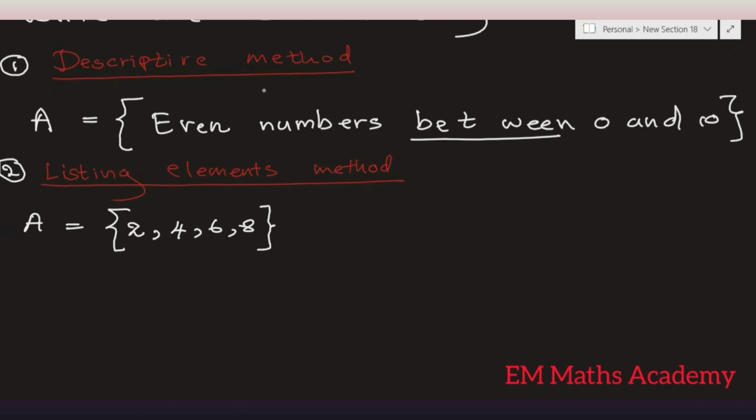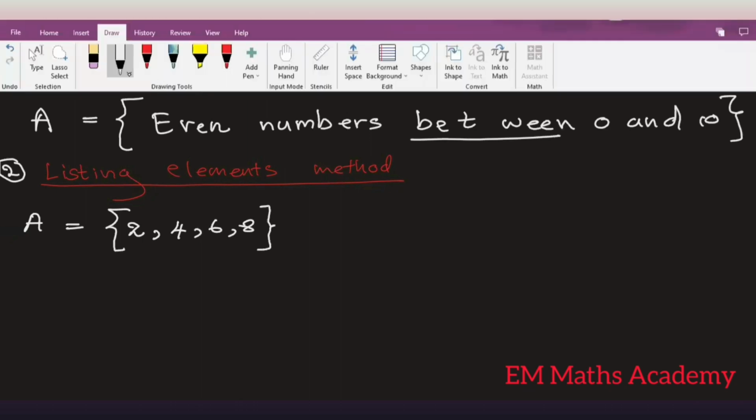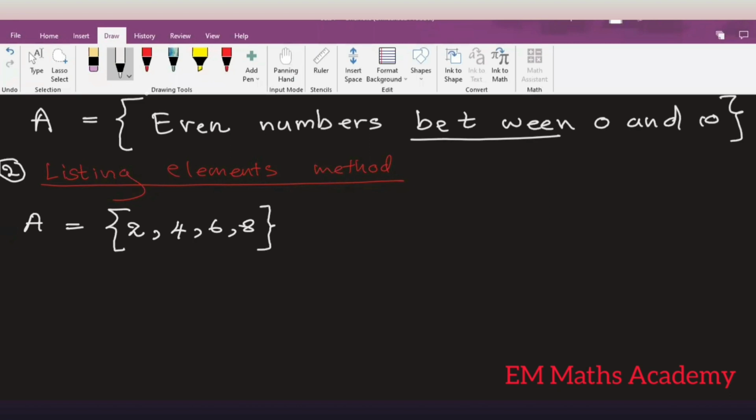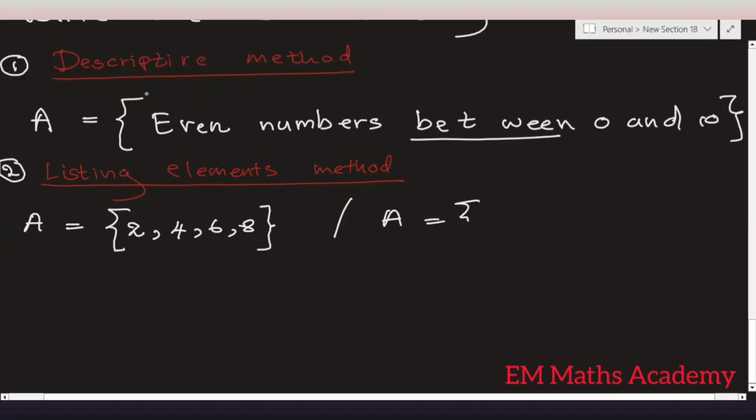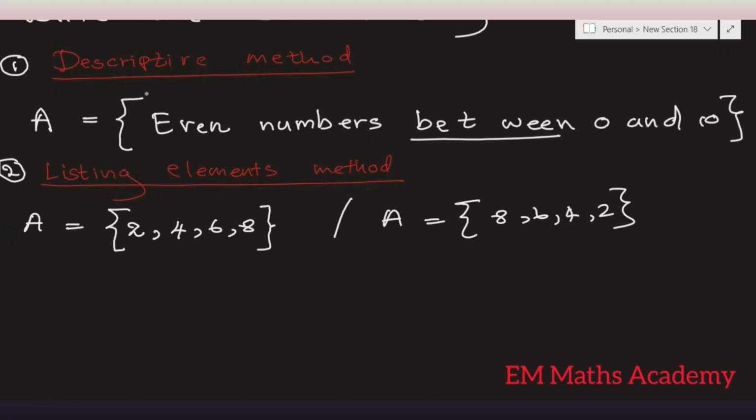If someone writes this, there are some doubts among the students. If they write it like this, A equals 8, 6, 4, 2, they mix these elements. Doesn't matter. There need not be an order included.